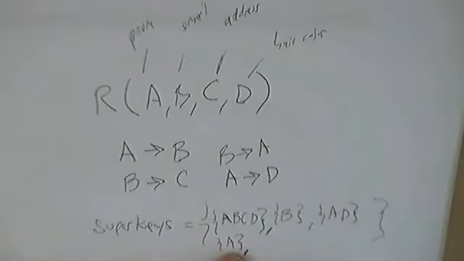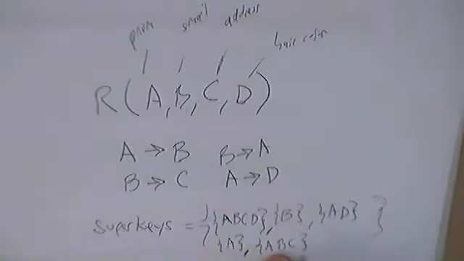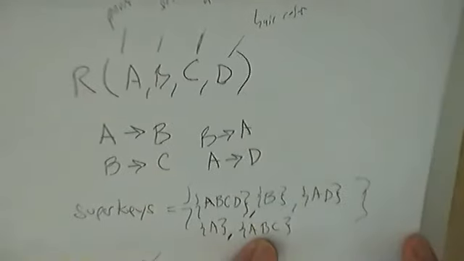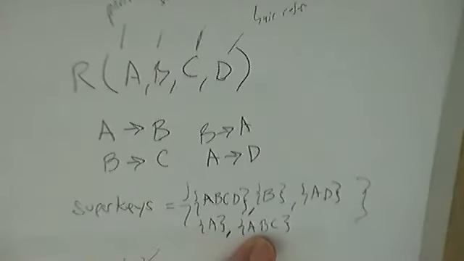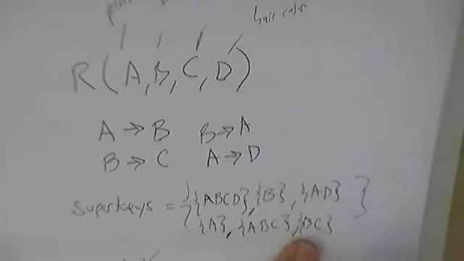Are there any other super keys? ABC, yeah, let's see. So A, B, C. Yeah, because if I have A, I can get D. That's another one. Are there any other super keys? BC, does that work? I think so. Yeah, because with B I can get A, and then I would have ABC, and I already know that's a super key, so that would work as well.